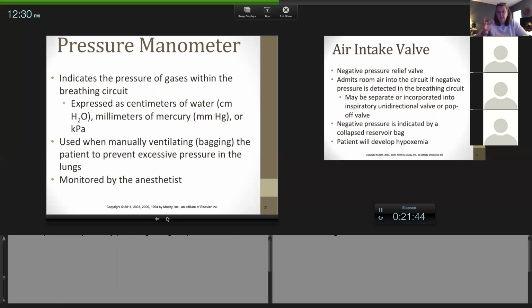Whenever a capnograph gives you inspired and exhaled CO2 and a respiratory rate, if you're getting high CO2 levels on inhalation, one thing could be inadequate oxygen flow. It could be a tubing issue. Sometimes it is the monitor. But I would worry that the soda lime is expired and it's not removing CO2, and so CO2 is getting into the rebreathing bag and they're re-inhaling it. And then I've talked about the pressure, which is in millimeters of mercury, which you monitor when you bag the patient.